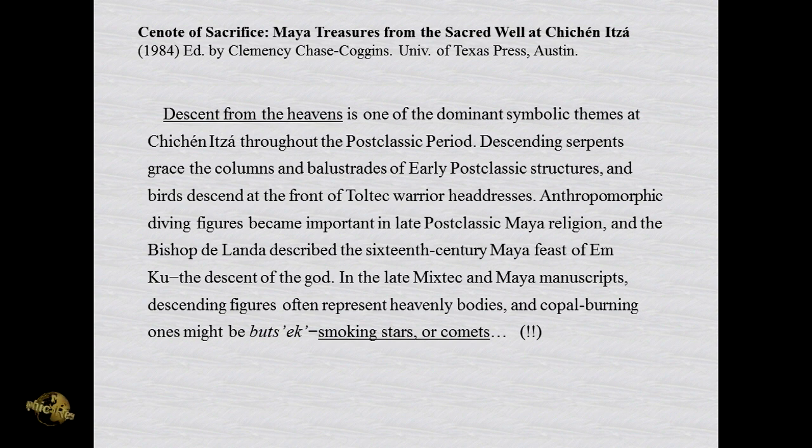Descent from the heavens is one of the dominant symbolic themes at Chichen Itza throughout the post-classic period. Descending serpents grace the columns and balustrades of early post-classic structures, and birds descend at the front of Toltec warrior headdresses. Anthropomorphic diving figures, of which we've seen numerous examples, became important in late post-classic Maya religion, and Bishop de Landa described the 16th century Maya feast of Mku, the descent of the god. In the late Mixtec and Maya manuscripts, descending figures often represent heavenly bodies, and copal burning ones might be Buts-Ek, or smoking stars, or comets.